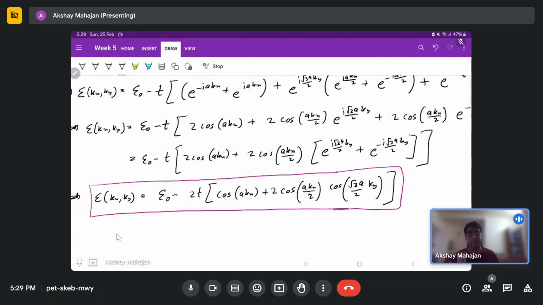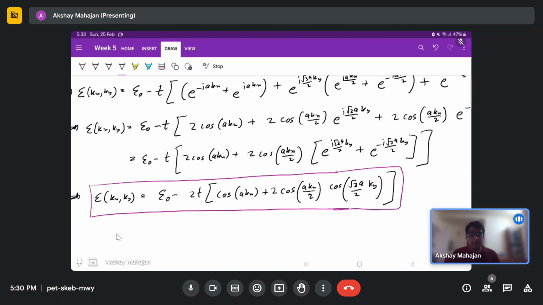Alright, so this is our final answer. I have written this as 2 times cosine of root 3a by 2 ky. So we have 2 times this, and I have taken the 2 common out. Alright, let me just check if my answer is correct or not. The final answer is minus 2t cosine of akx and root 3 by 2 ky. Alright. So this is our energy dispersion for a hexagonal lattice or a triangular lattice.